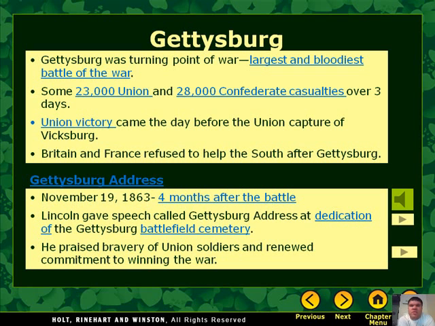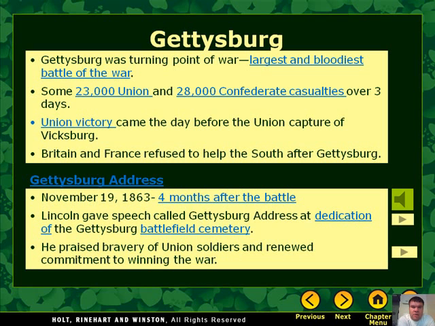Gettysburg is where these two armies met. The town wasn't supposed to be a place where a battle was supposed to happen, but both armies kind of got there at the same time, and it becomes the largest and bloodiest battle of the war. Over the course of 3 days, some 23,000 Union and 28,000 Confederate casualties are killed, wounded, missing, or captured in that little small town of Gettysburg.